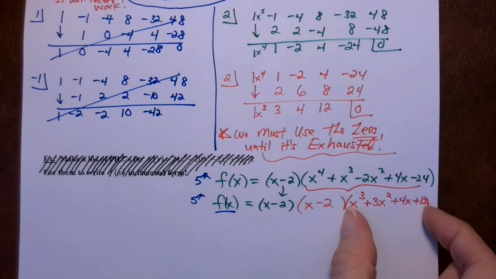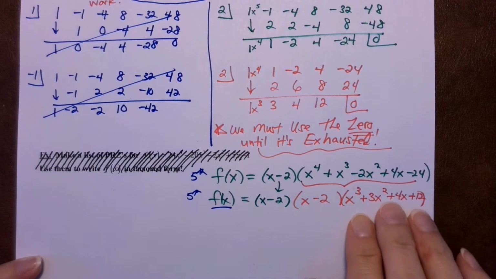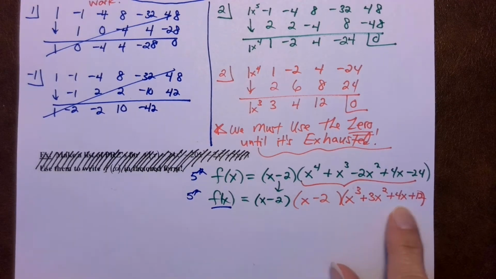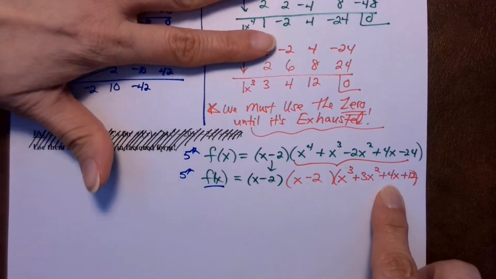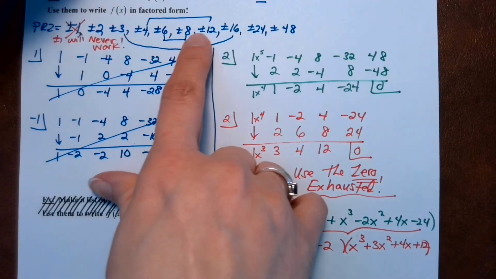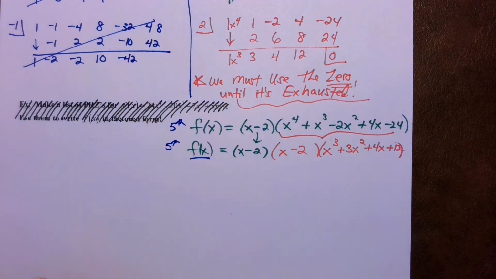We still have to work on this. Is there any way I can get this done, or do I have to keep testing? Does this factor? It's got 4 terms. Sometimes when it's got 4, I stop testing. I really don't want to go through this whole list. Look how long this list of possible rational choices is. Let's see if we can get this thing factored by grouping.